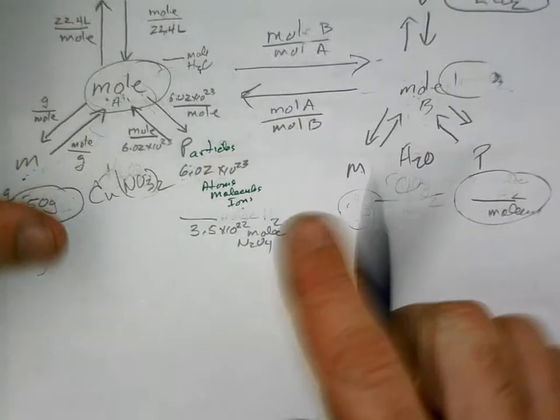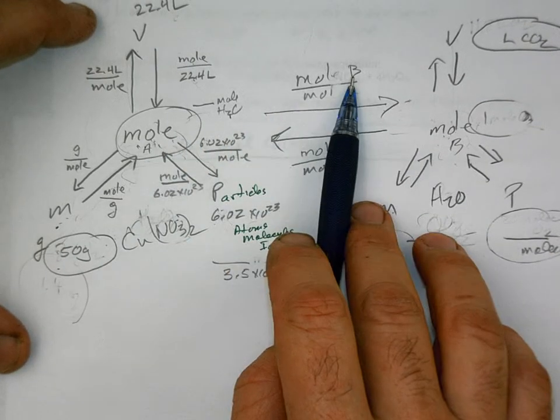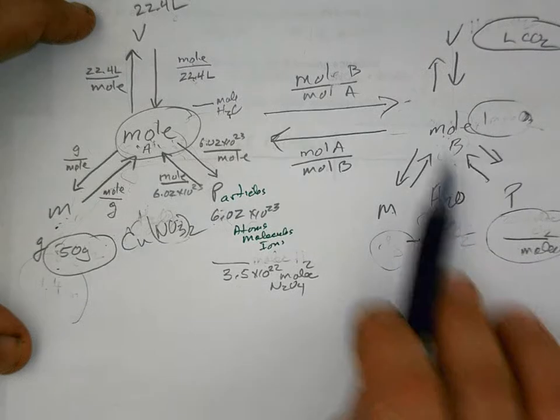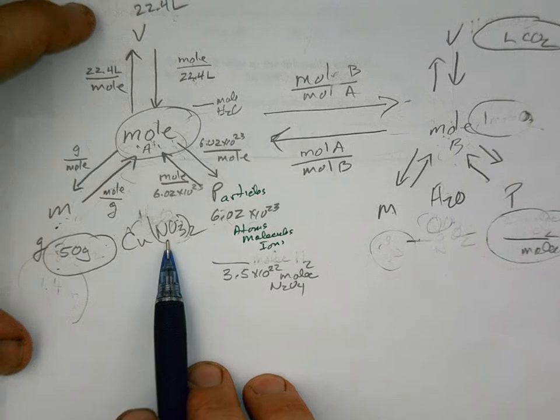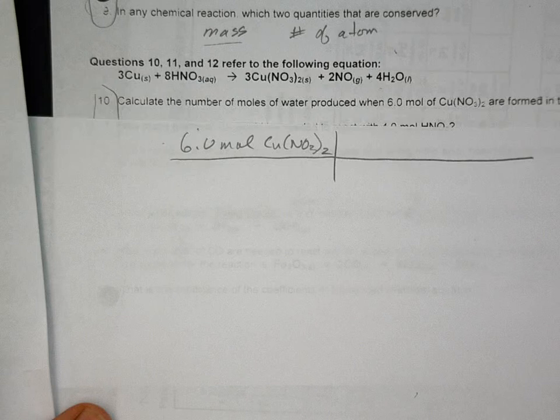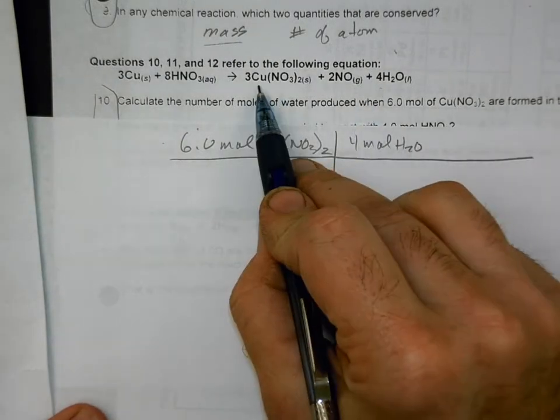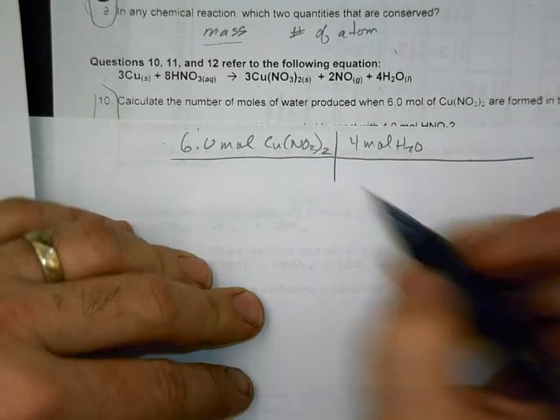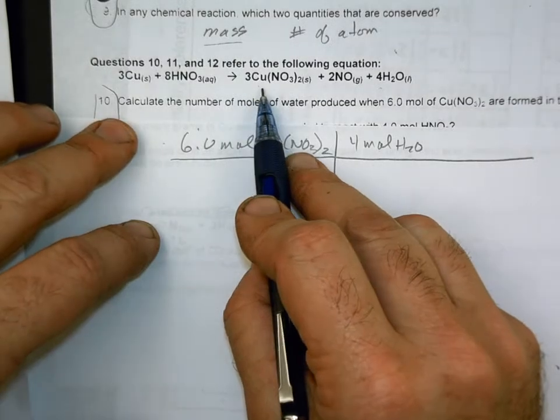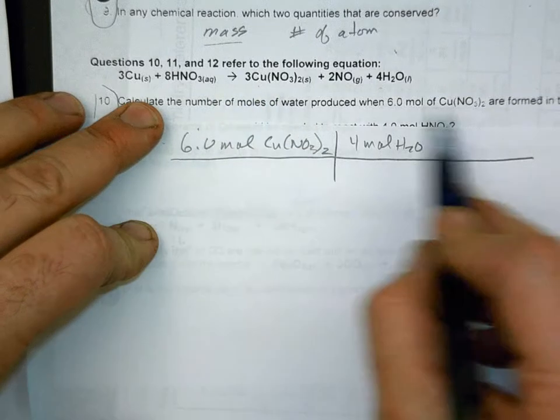So at this point, we just need the molar ratio. We want moles of B, which in this case is moles of H2O, over moles of A, which is copper nitrate. How many moles of water do we have in our balanced equation? 4. Okay, so we have 4 moles of H2O. And how many moles of copper nitrate do we have in the balanced equation? It's copper nitrate. We're not doing nitric acid. So whoever said 8, no, it's copper nitrate. That's what we're working with.